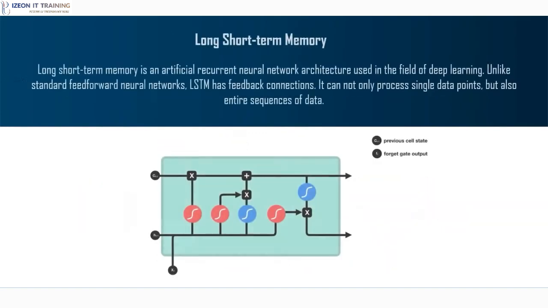The next one is long short-term memory. Long short-term memory, also sometimes referred to as LSTM, is an artificial recurrent neural network architecture used in the field of deep learning. Unlike a standard feed-forward neural network, LSTM has feedback connections. It can process not only single data points, but also entire sequences of data. So as you can see here, with LSTM, we can feed a longer sequence compared to bidirectional RNNs or RNNs.